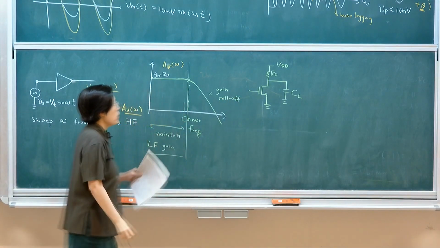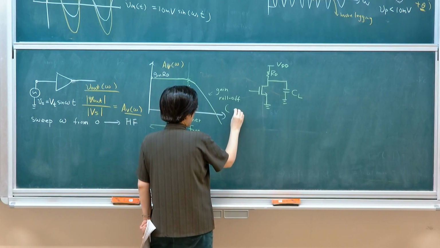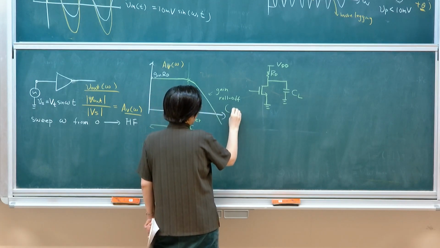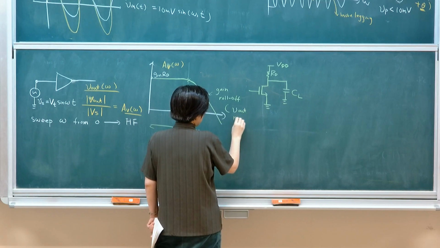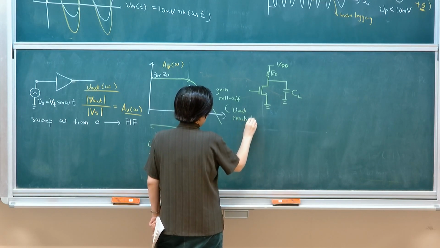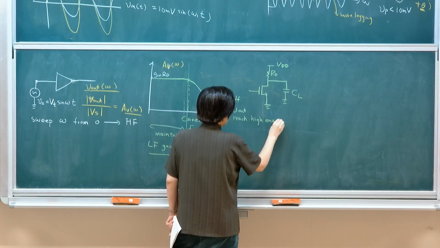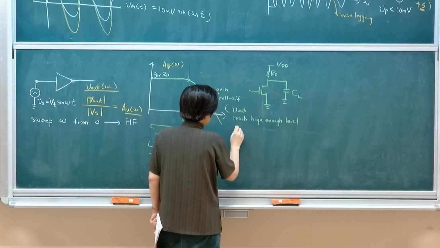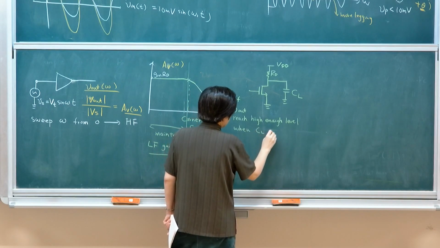As frequency increases, this is mainly because your input is not high. At high frequency, Vout cannot reach high enough, when C low needs to be filled.